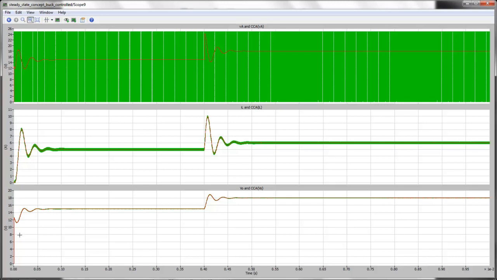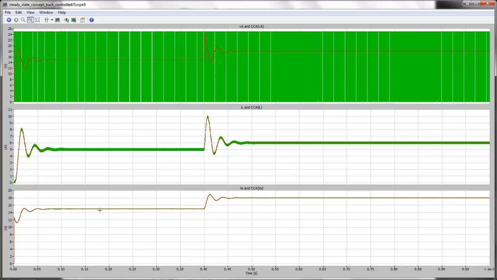So the converter went through an initial startup transient. The inductor current rises from 0 and eventually reaches the final value. Similarly, the capacitor voltage also reaches 15 volts as per the initial command. So this region is the startup transient region.